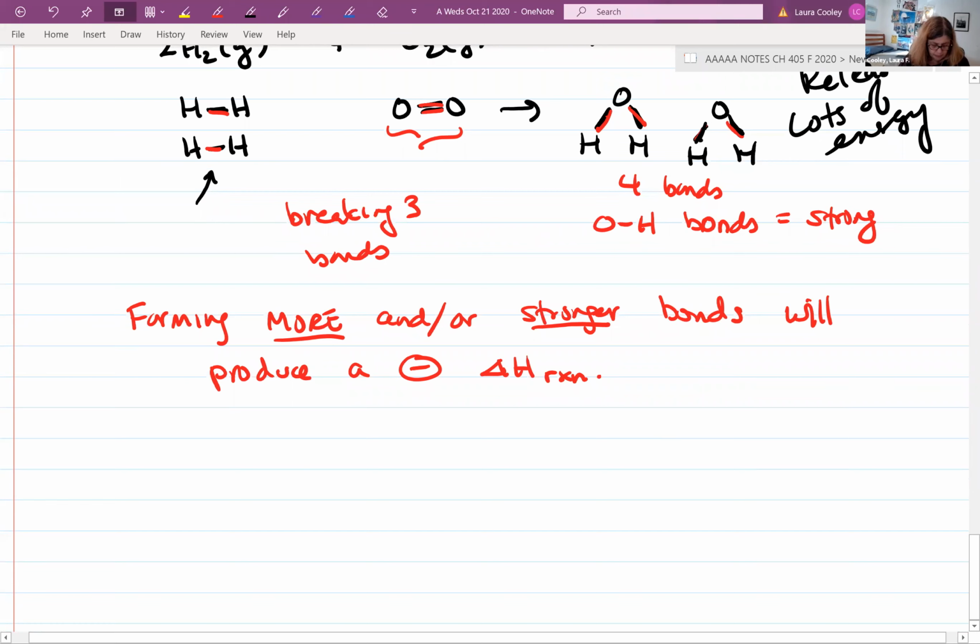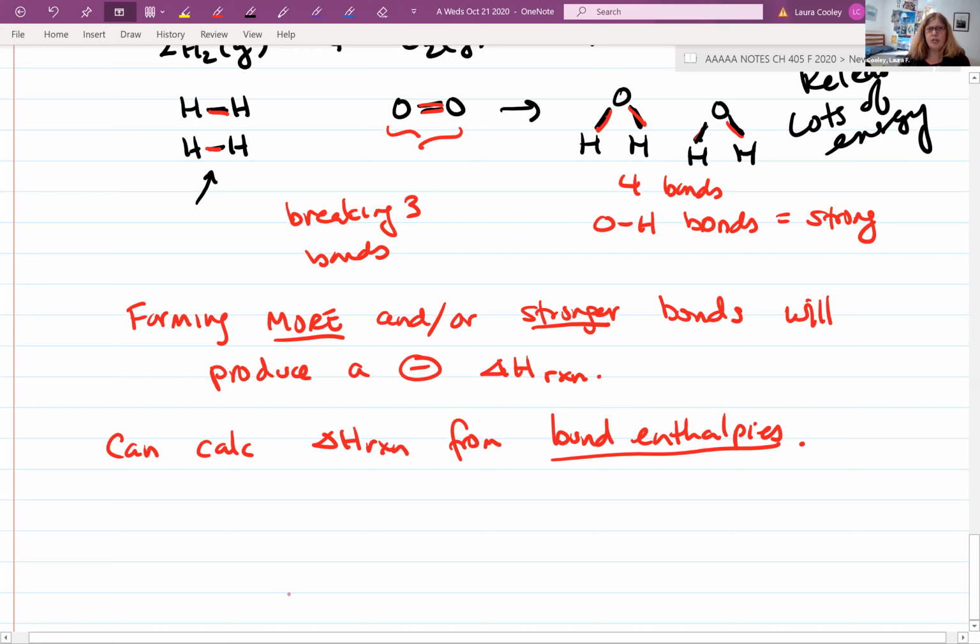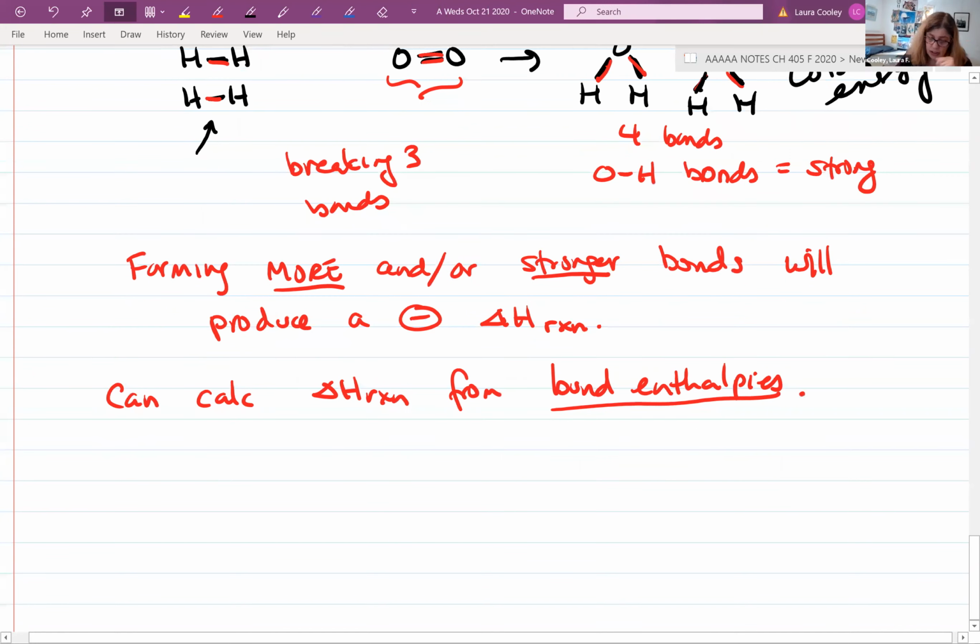And actually, I'm going to show you a little bit later on, not today, how you can calculate the delta H of a reaction from bond enthalpies, which are the energies required to break bonds. This doesn't work too well in all situations, which I'll talk about then. It works best in the gas phase, but we'll leave it for later. Okay, so that's the very first thing that's very important in terms of what delta H's for reactions depend on.